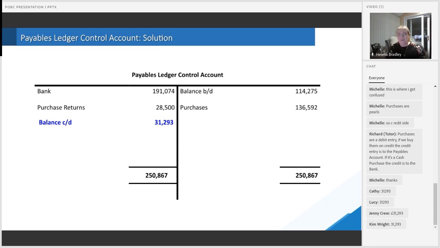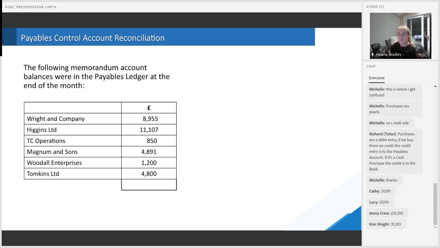For now, let's just make a note of that £31,293 because we need to look at that again. So jot that down for me, 31,293. That's the figure that we need to come back to, hopefully. So very similar to before, the balances in the payables ledger. I've got 6 suppliers, 6 payables. Guys, what do they add up to? Pop it in the chat when you've got that figure.